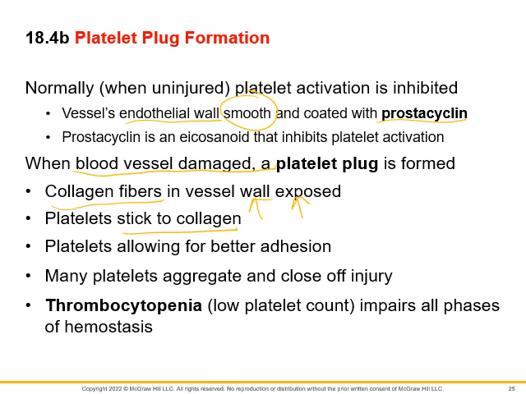So as the platelets are aggregating, we're trying to block off this hole, right? Plug the hole, close off the injury. If you do not have enough platelets, that's going to impair hemostasis.